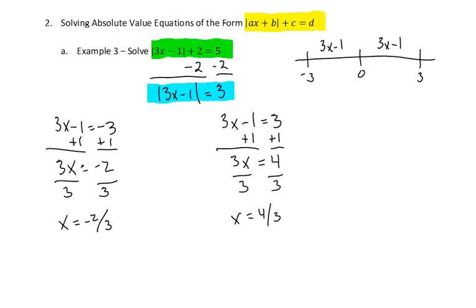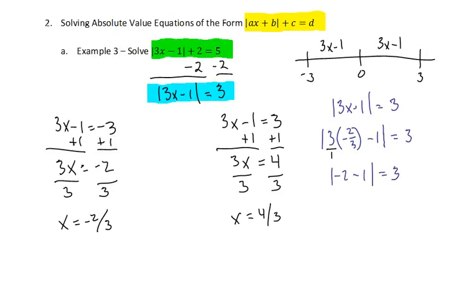What we're trying to show is that when we substitute x equals negative 2/3 and x equals 4/3, we get a true statement. That statement is true in either case. So if we start with absolute value of 3x minus 1 is equal to 3, we substitute x equals negative 2/3 and multiply that out. Well, 3 is the same as 3 over 1, and 3 over 1 times negative 2/3 is negative 6 over 3, which is negative 2.